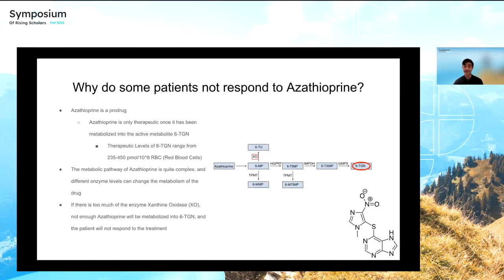And as you can see, this metabolic pathway of azathioprine is quite complex. The metabolic pathway diagram, or the figure, is here. Different levels of enzymes can change the metabolism of the drug. So for example, if you had too much of the enzyme xanthine oxidase, which is in red, the thing that's in the square, too much of the azathioprine will be turned into 6-TU and not enough into 6-TGN, and the patient won't respond to the treatment.